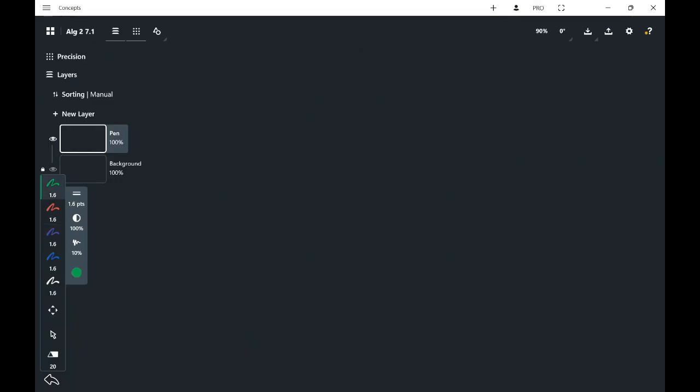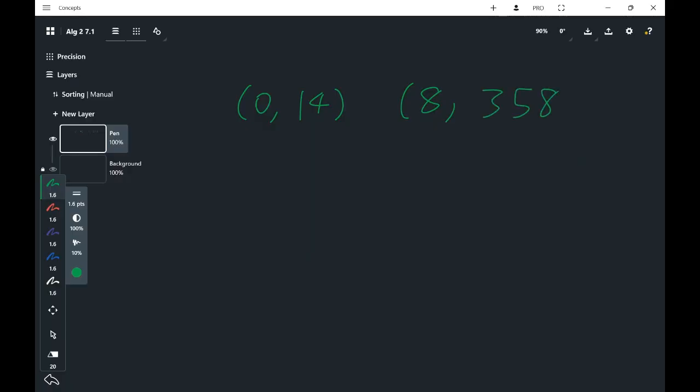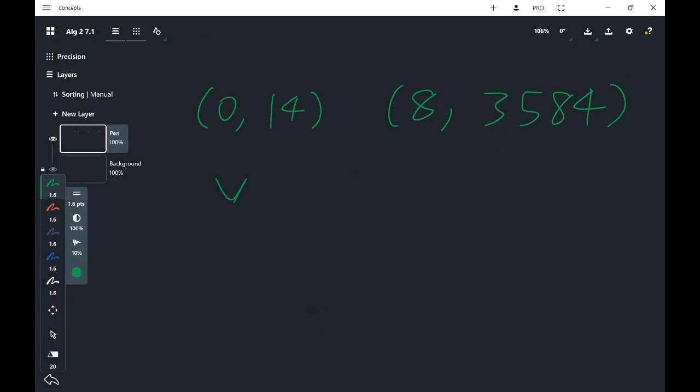In this problem here, we're given 0, comma 14, and we're also given 8, comma, 3584. There's a few ways to do this, but I'm going to show you the algebraic way because you guys are a pretty algebraically minded class. We have sets of x and y values, right? And we can plug stuff in here to solve for the a value and for the b value.